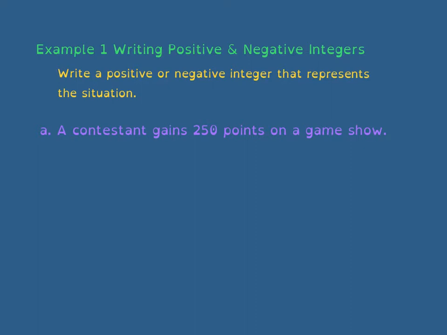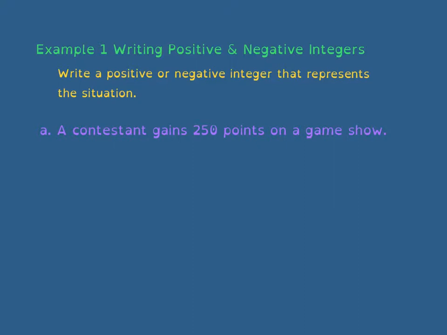Okay, welcome to 6.1 video on integers. So we're going to start with example 1, writing positive and negative integers. The directions say write a positive or negative integer that represents a situation. So the first situation you're given says a contestant gains 250 points on a game show.